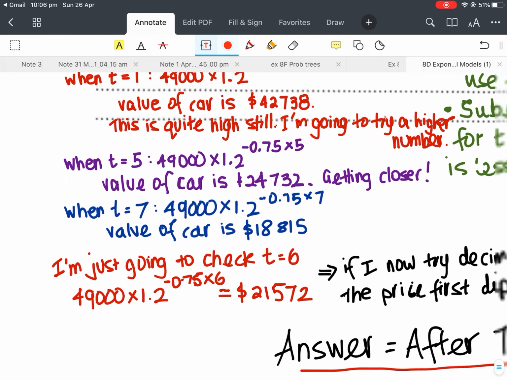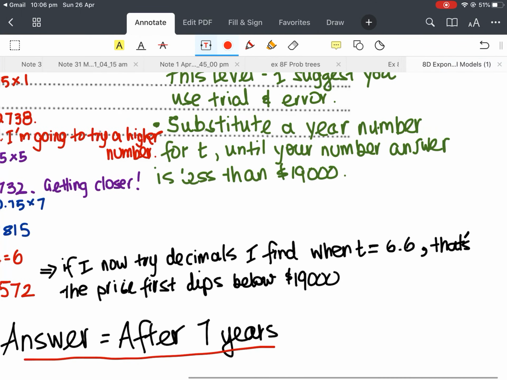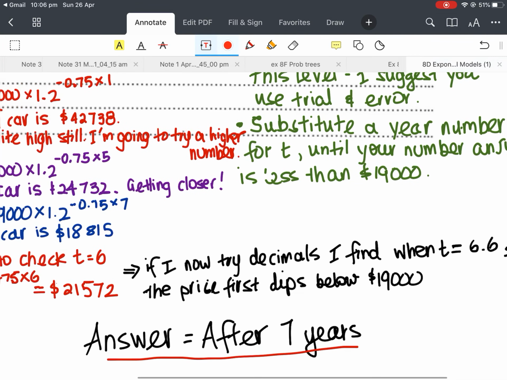Some people like to be a little bit more pedantic. I tried a couple of different decimals between 6 and 7. I think I started with about 6.3 and then I went 6.4. And I actually found that when I put in negative 0.75 times 6.6, that was when the price first dipped below 19,000. So if you want to be a little bit more pedantic, you could do that. So that means that my answer is that as long as he sells the car after approximately 7 years, the price will be below 19,000.